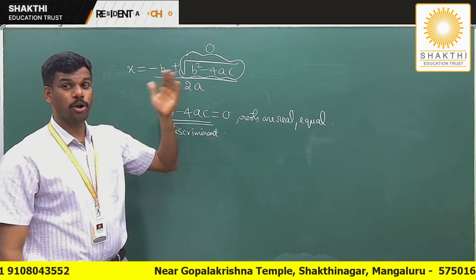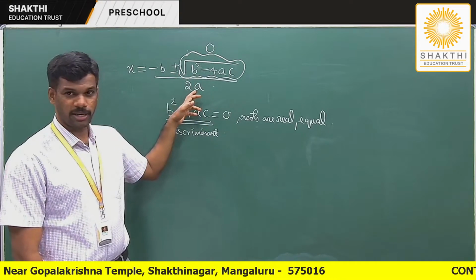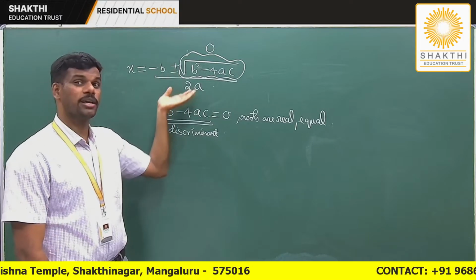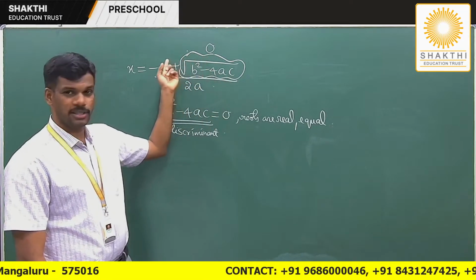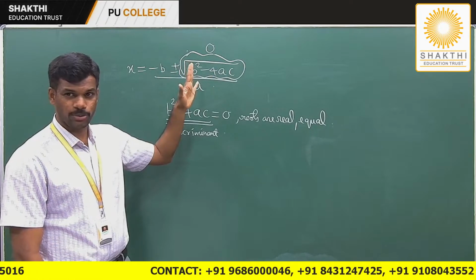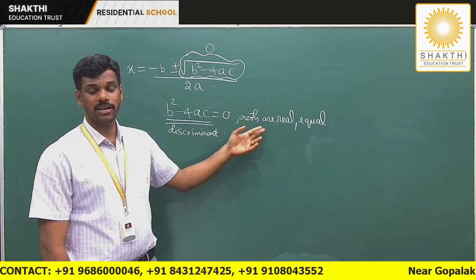As in the previous problem, you got -1 and -5. You don't get -1 and -5 here. You get -1, then you get one more -1. You get +5, you get one more +5, because you're adding only 0. There is no difference in the roots. That's the reason we say b square minus 4ac is equal to 0, then the roots are real and equal.